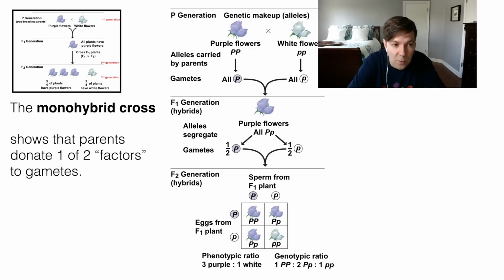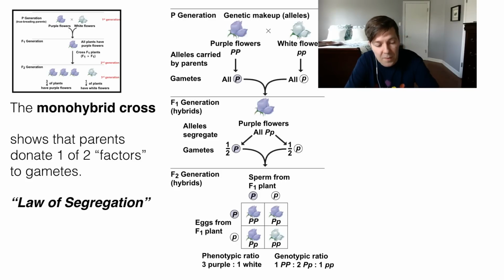So the monohybrid cross shows that each parent donates one of two factors, we call them alleles, to their gametes, to their egg and sperm cell. He called this the law of segregation. Each parent gives one of its two factors, one of its two alleles to the offspring. Okay?